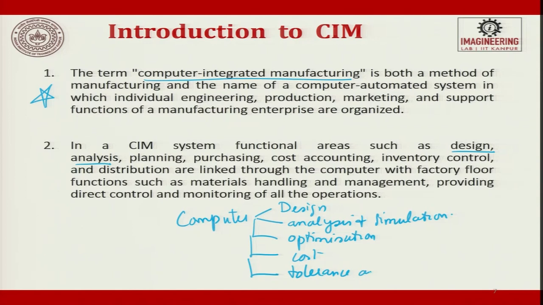So functional areas such as design, analysis, planning, purchasing, cost accounting, inventory control, and distribution are linked through the computer with factory floor functions such as material handling and management. Though material handling looks like a very primitive job, today it plays a very important role. For example, when you shop online and transfer the money, from that day till the time of delivery, you are able to track where your part is moving, who is handling it, when it is moving from one place to the other, and the likely time you are supposed to get it. So that is very important.